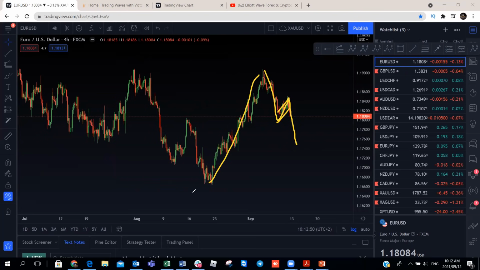This looks a bit too obvious, guys, so don't just come here and sell this. This may make a bit of a pullback here before dropping, or make an even deeper corrective structure like that, but we're looking for that to continue to the downside.